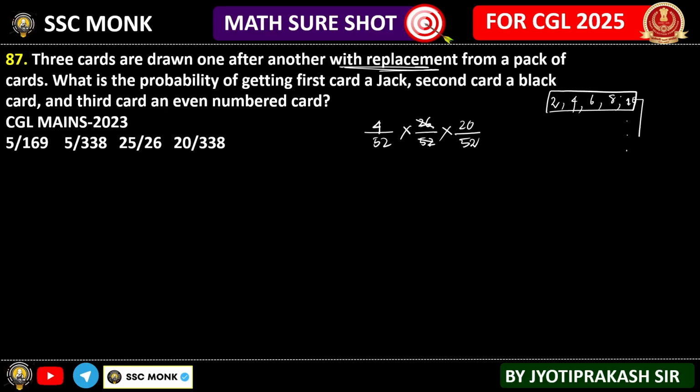Now, 26 2s are 52. So this can be written as, and this can be further solved. 4 13s are 52, 4 5s are 20. So this can be written as 5 by 13 into 13, 169 into 2, that is equal to 338. So the probability is equal to 5 by 338.